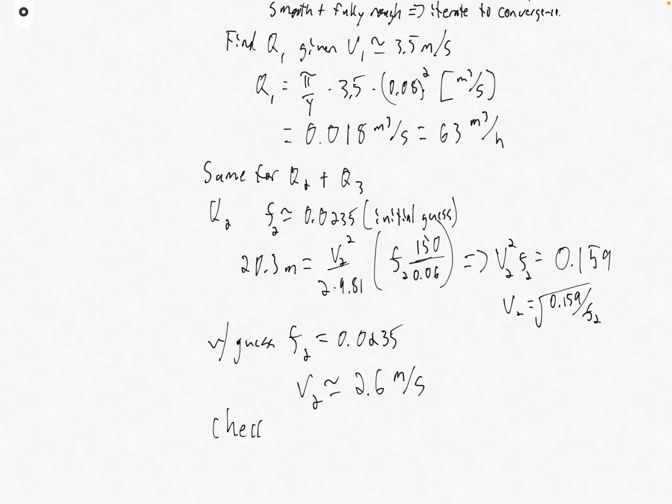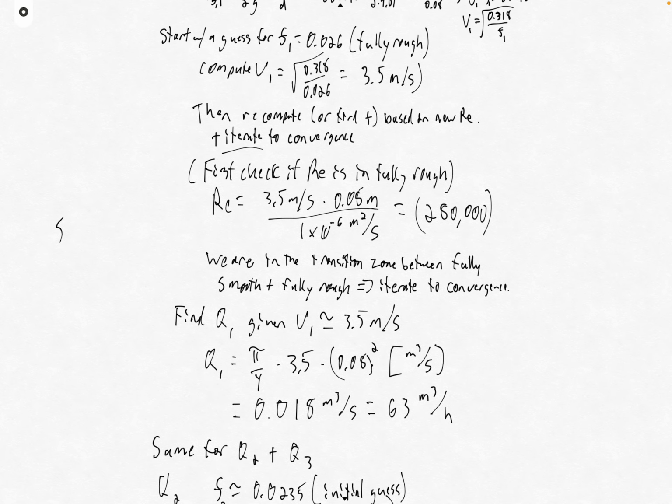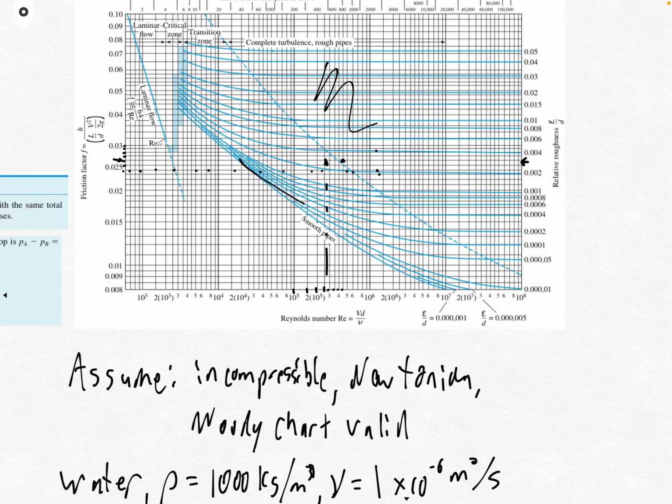So check: Re is equal to 2.6 times 0.06 over 1 times 10 to the minus 6. So 2.6 times 0.06 divided by 1 times 10 to the minus 6, that's 156,000. We go up for our pipe 2, roughness ratio 0.02, a Reynolds number of 156,000. So it's going to be somewhere right around here. That is also in this transitional zone. So you can notice that we have actually a pretty substantial difference here.